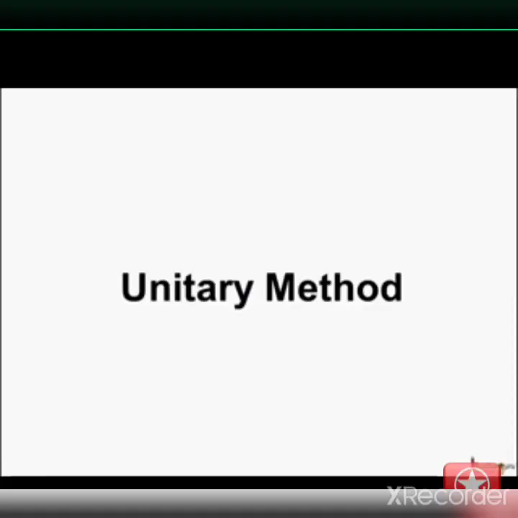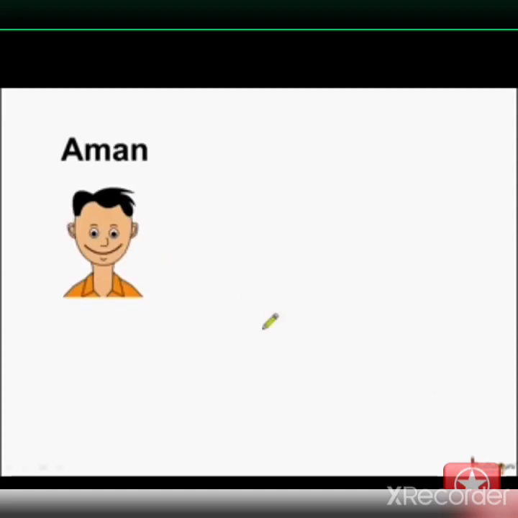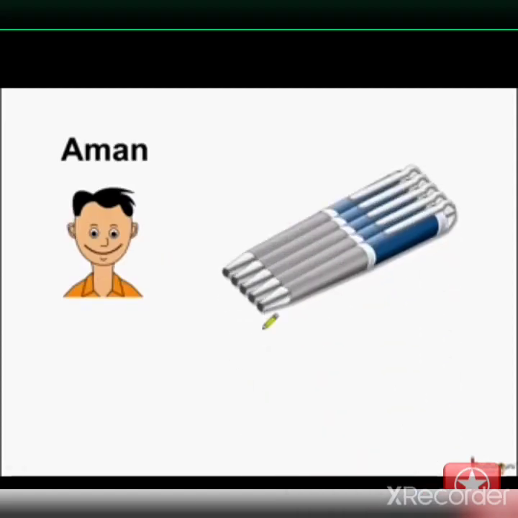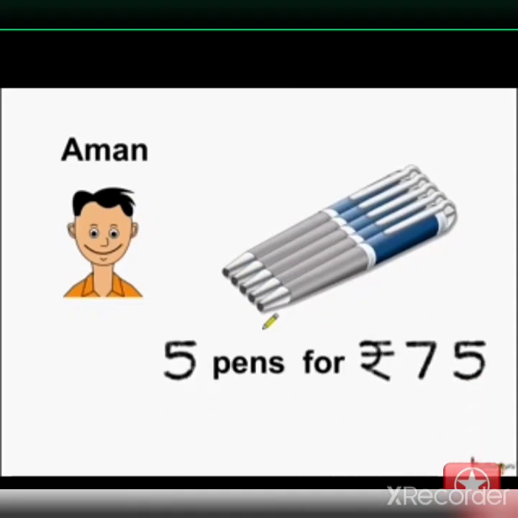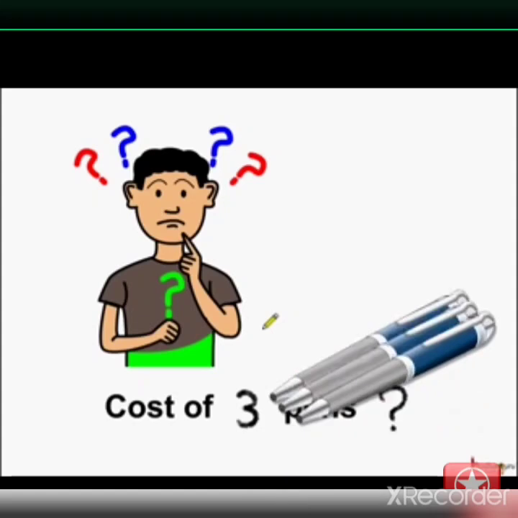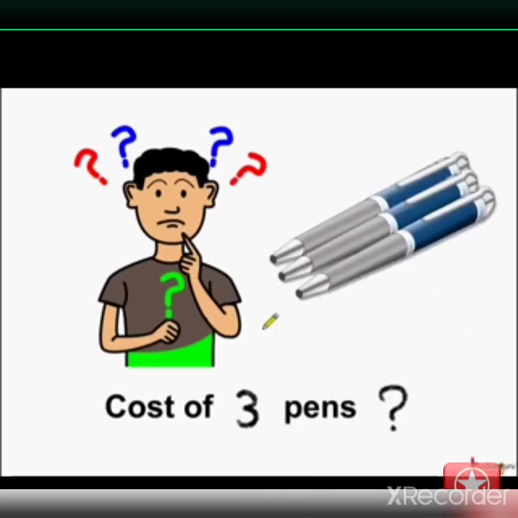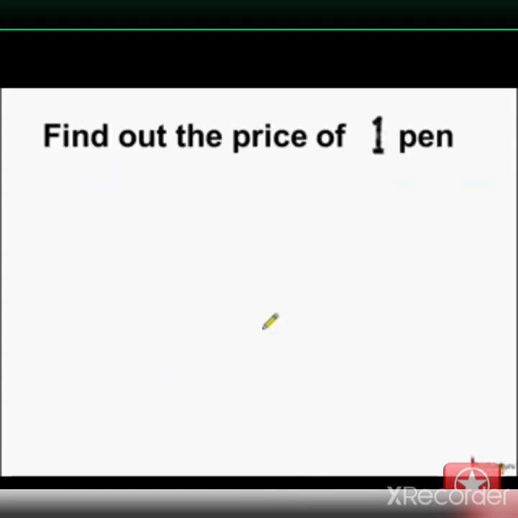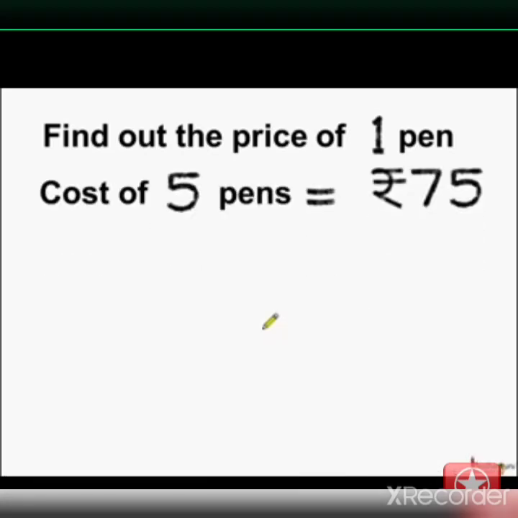Before starting what a unitary method is, let us take an example. Here a boy named Aman wants to purchase 5 pens, and the cost of 5 pens is rupees 75. Now if he wants to purchase 3 pens, then what is the cost of 3 pens? For solving this, what will we do? We use the unitary method, that is, we find the price of the first pen.